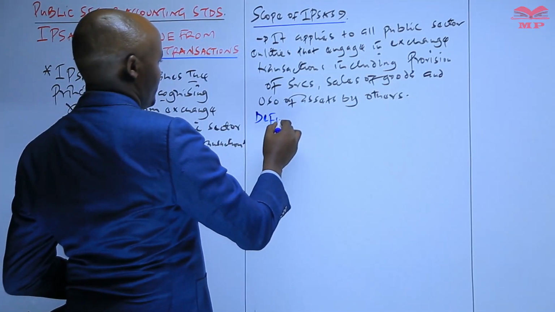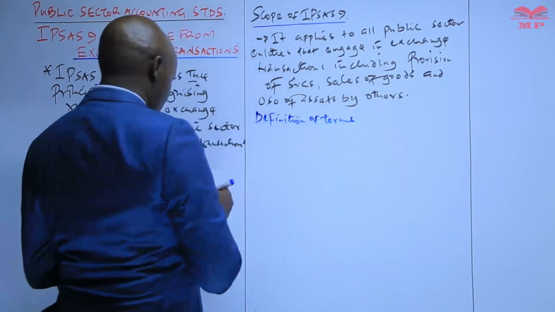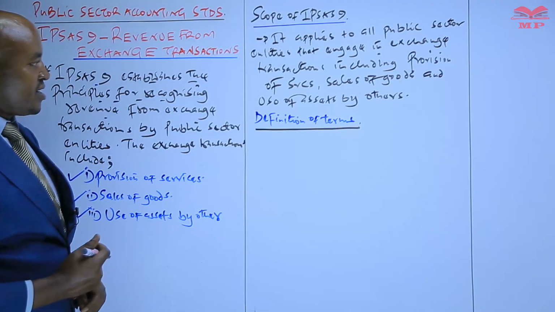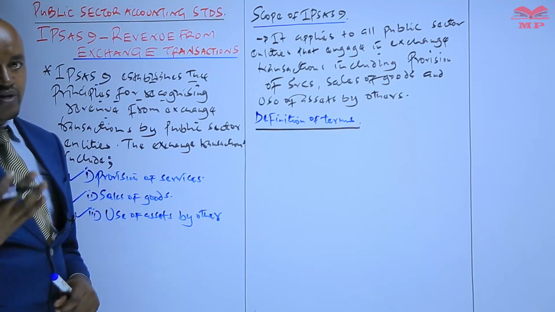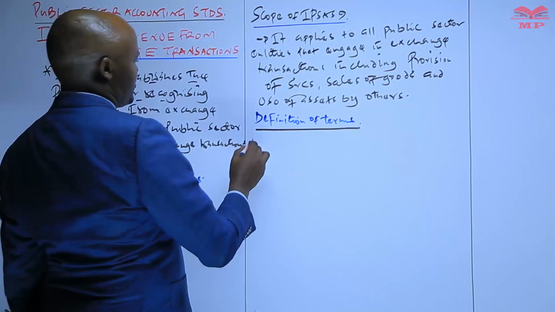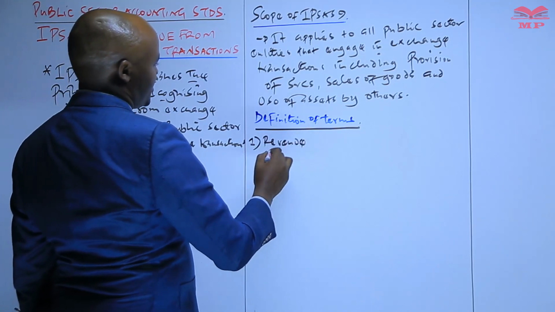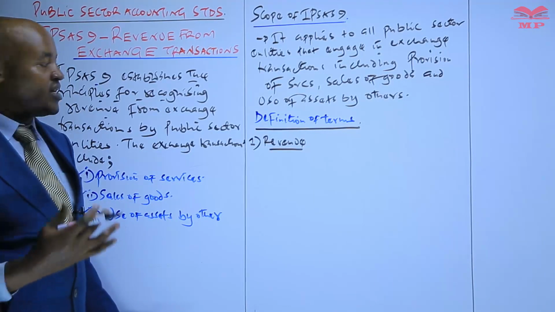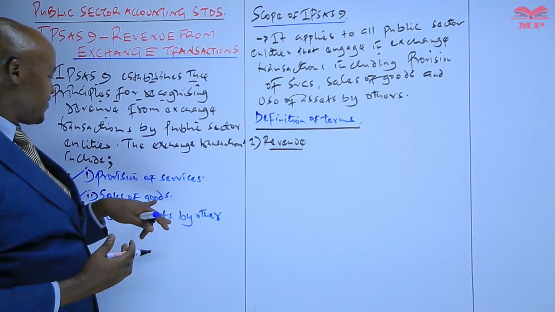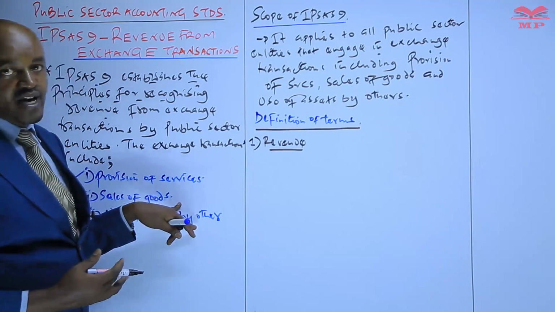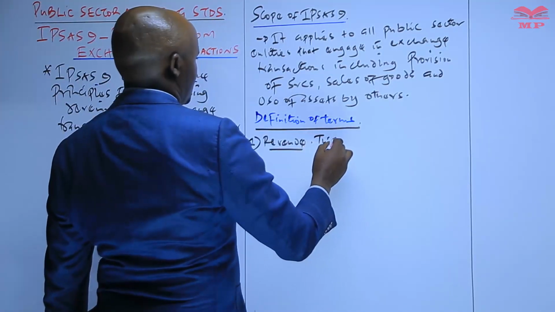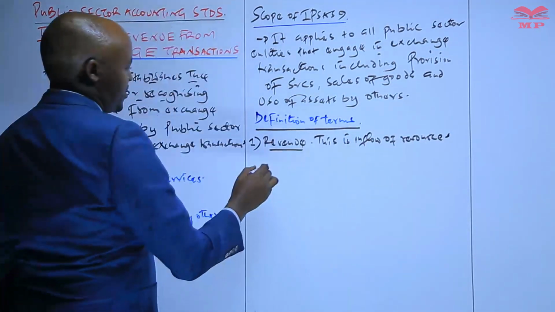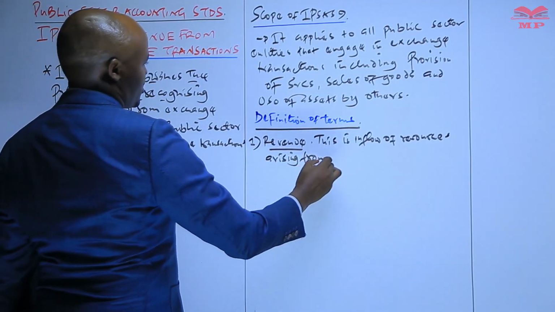We can look at the definition of a few terms. Here we have two terms we need to define. Number one, we need to define what is an exchange transaction, which is something we have already mentioned. And the other key term we can define is revenue. So let's start by defining the term revenue. Basically we say that revenue is the inflow of resources, or inflow of cash, arising from these transactions, like provision of services, sales of goods, or as a result of leasing out some assets. So therefore we can say that this is the inflow of resources arising from exchange transactions.